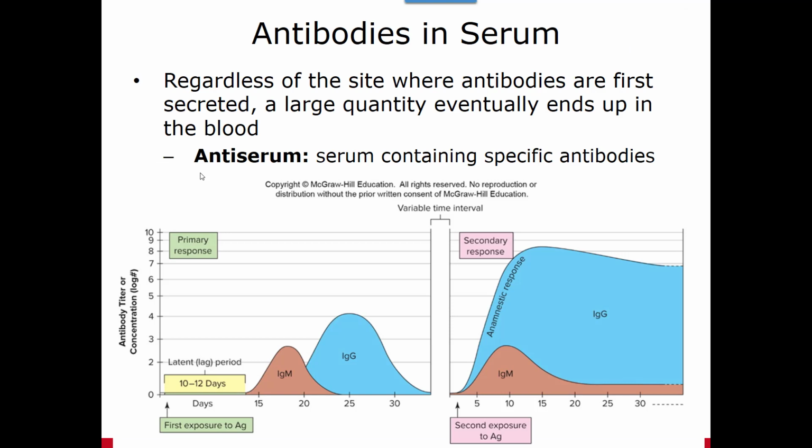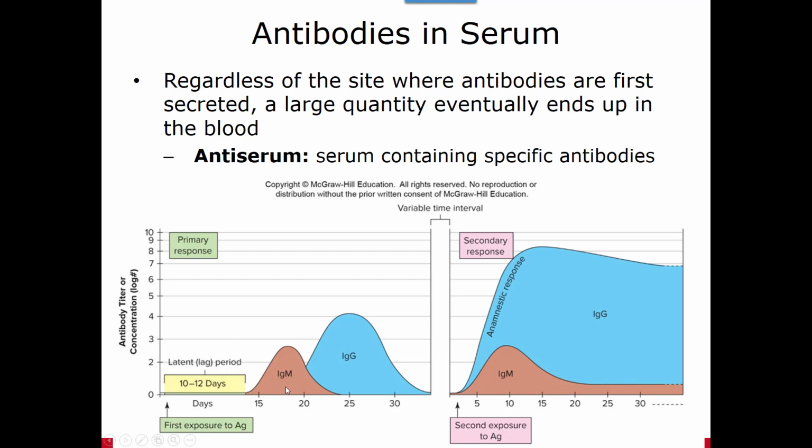Regardless of where the antibodies are made, a large quantity is going to end up in the blood, circulating the whole body, trying to find the foreign invader that triggered them anyways. And so when we would draw blood and look in the serum, we can find specific antibodies. It's called anti-serum. It's serum that contains specific antibodies. I already said before, immunoglobulin mu is the first responder. So the first time you're ever exposed to some type of antigen, that's your AG. We're going to go with tetanus today.